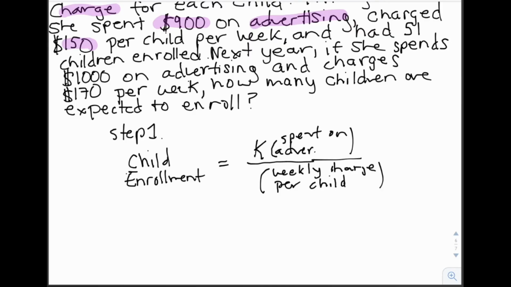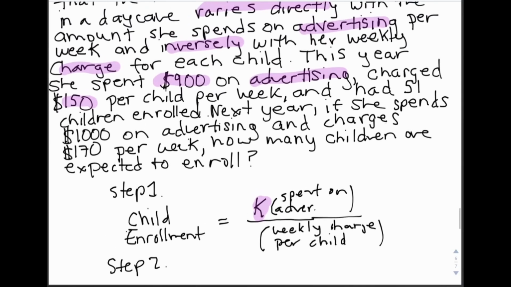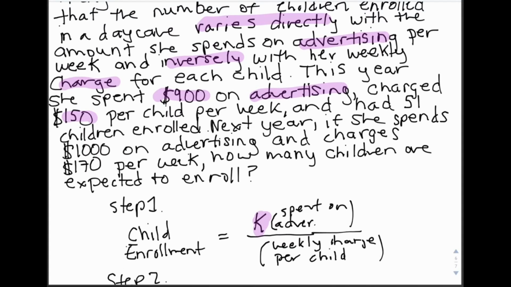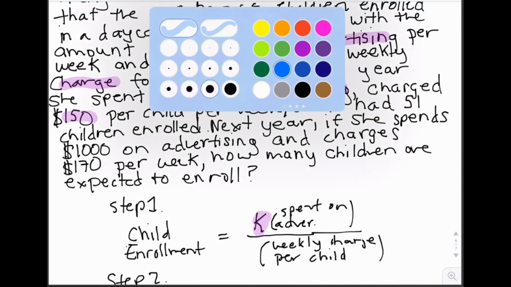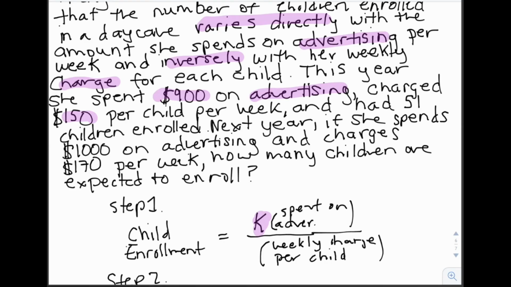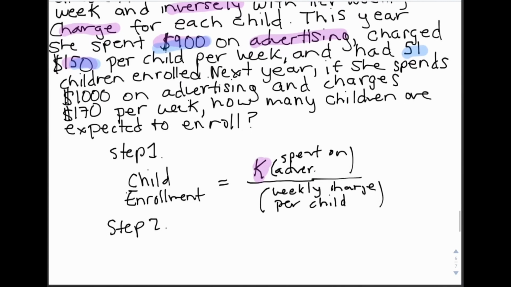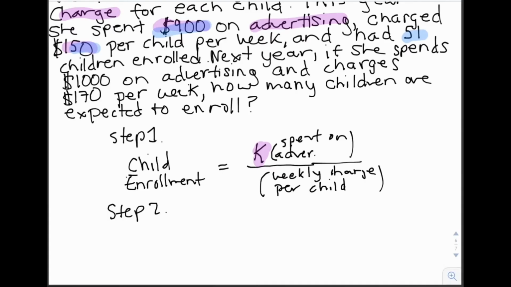Now let's move on to step number 2, which says to substitute our given values to find our k. So we want to find this k given our first set of information. What did it tell us? I'm going to change to a different color here. First pieces of information: 900 on advertising, 150 per child, and then finally 51 children. Given that information, we can plug in and figure out what k is going to be.